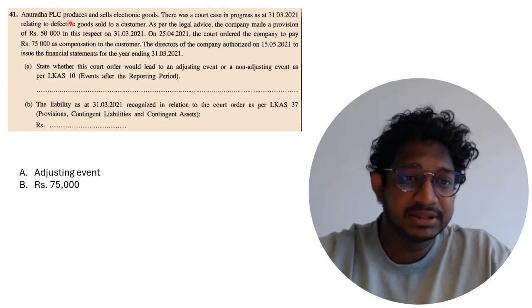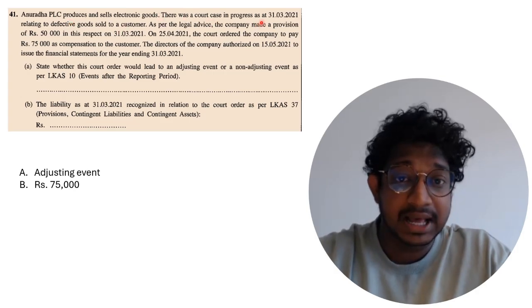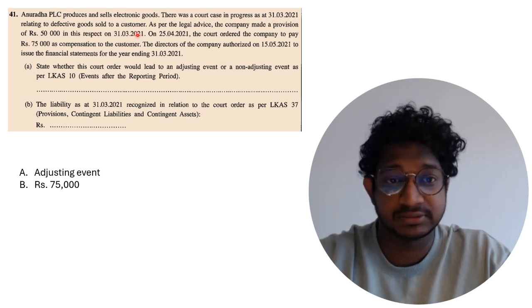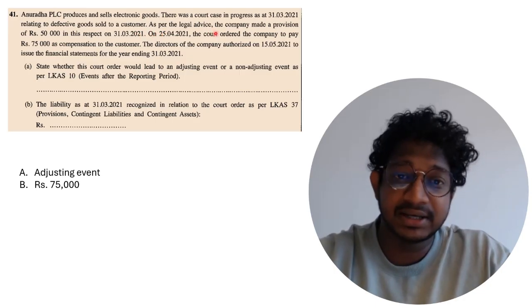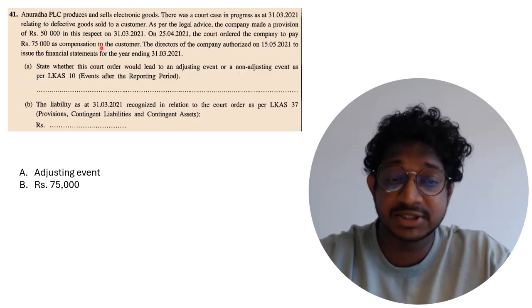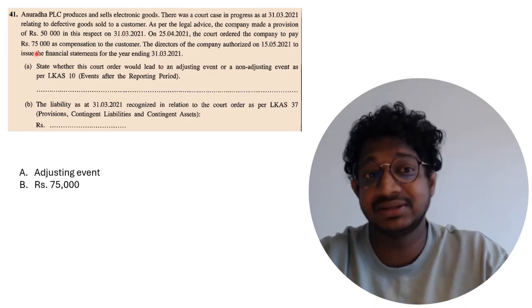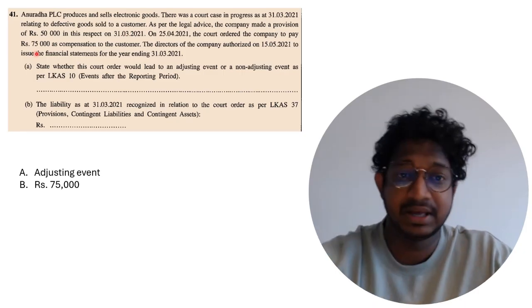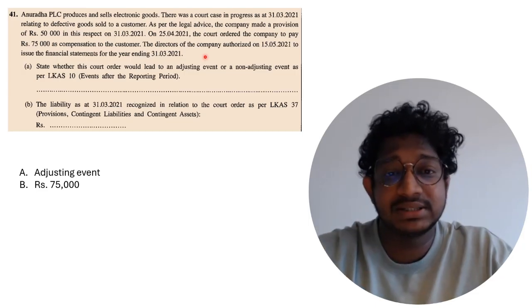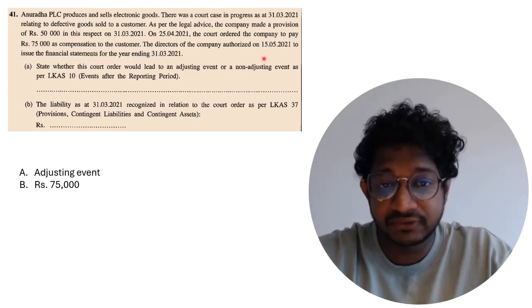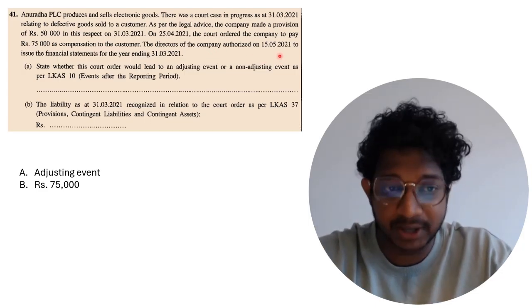Question 41, Anuradha PLC produces and sells electronic goods. There was a court case in progress as at 31st March 2021 relating to defective goods sold to a customer. The customer filed a case. As per the legal advice, the company made a provision of 50,000 in this respect at the closing date, but on 25/4/2021, the court ordered the company to pay 75,000 as compensation to the customer. And the directors of the company authorized the financial statements on 15th May 2021.